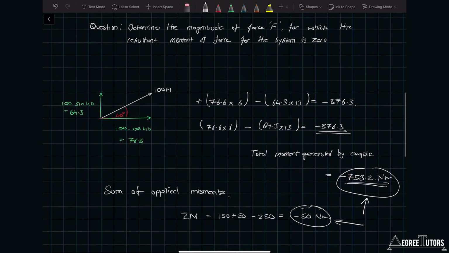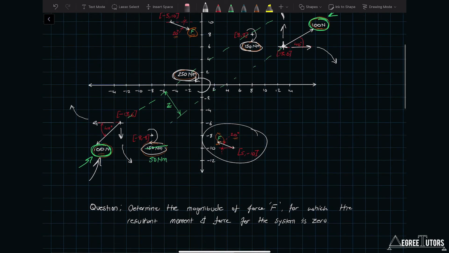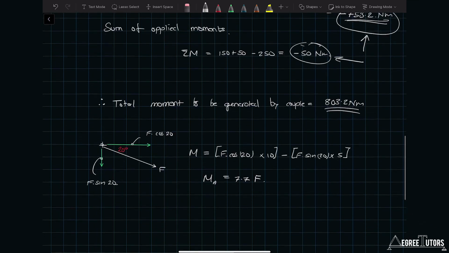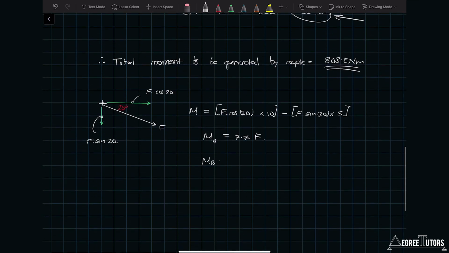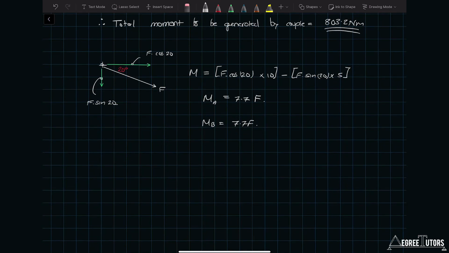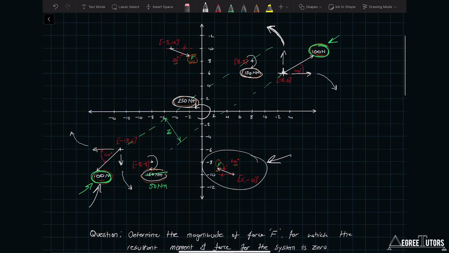Now, we also have the moment generated by this one down here. That's obviously going to be the exact same thing, so we'll call that MB, and that's equal to 7.7 F. So what we're saying is 2 times 7.7 F must be equal to 803.2. And we just solve for F, and so F is equal to 52.2 newtons. So that is the value of F we would have to apply at those locations and orientations in order to make the combined moment influence of all of these forces and moments equal to 0. All right, and that wraps up that one.